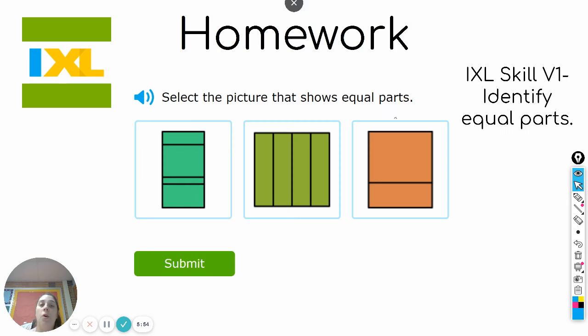So for your homework today that you'll be working on alone, you're just going to be doing that same thing that we just practiced on IXL. Select the picture that shows equal parts. Okay, as you get farther along, it might have you look and select more than one. It might tell you to select all of the pictures that show equal parts, and then you might have to select more than one shape, so make sure you're paying attention to that. This is going to be IXL Skill V1, which is identifying equal parts. Go ahead and get started.